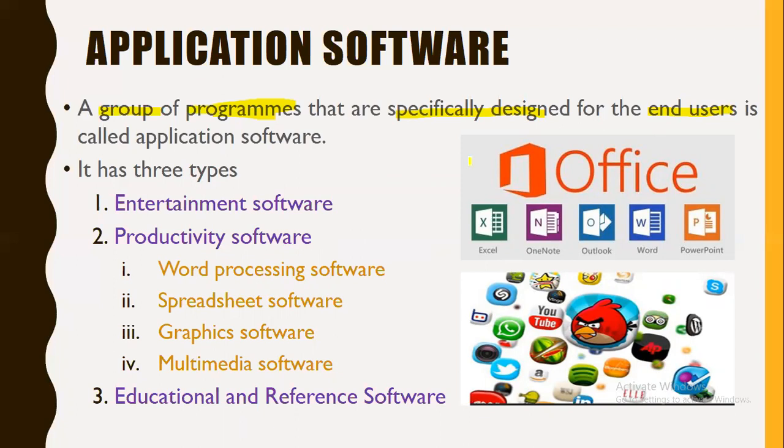It has three types. Number one, entertainment software. Number two, productivity software. And number three, educational and reference software. When we talk about the productivity software, it is further divided into four types. These are word processing, spreadsheet software, graphic software, and multimedia software.